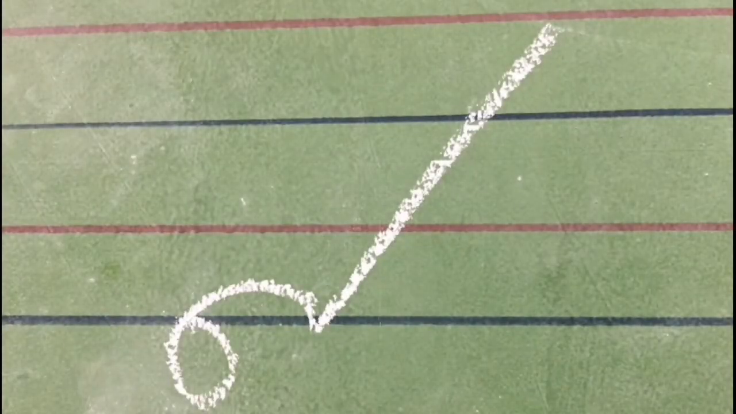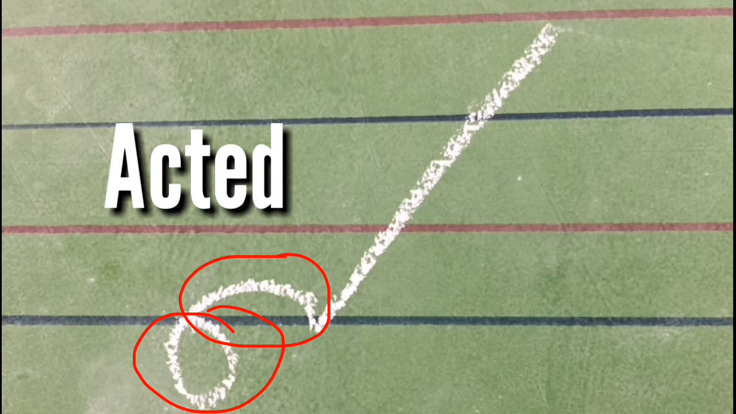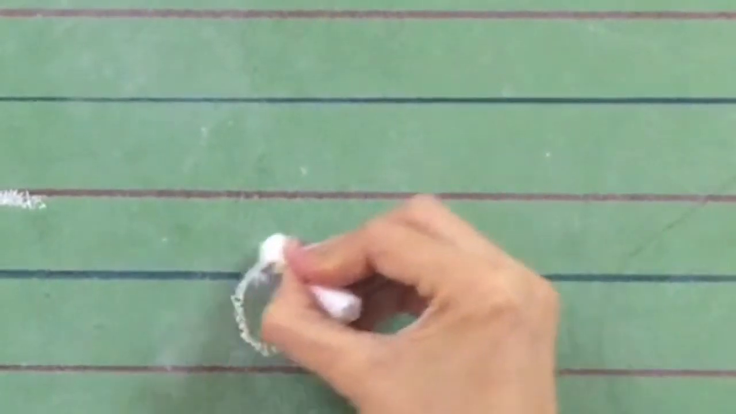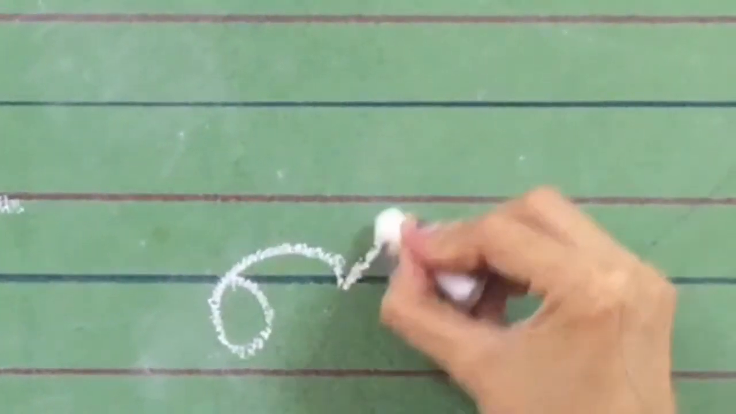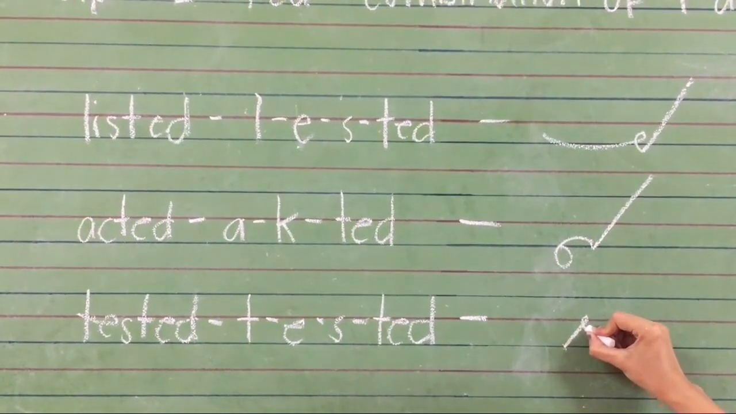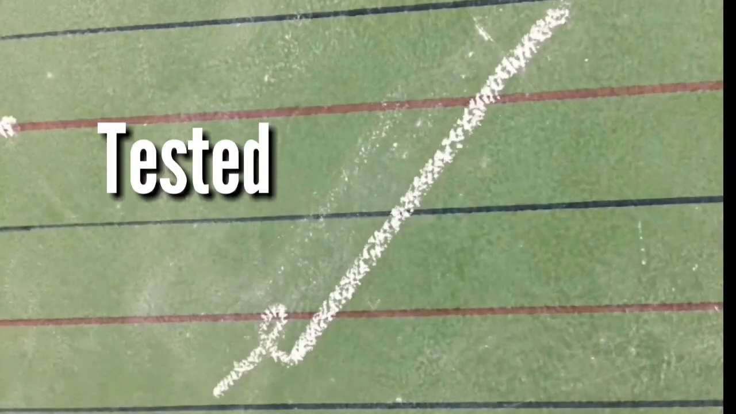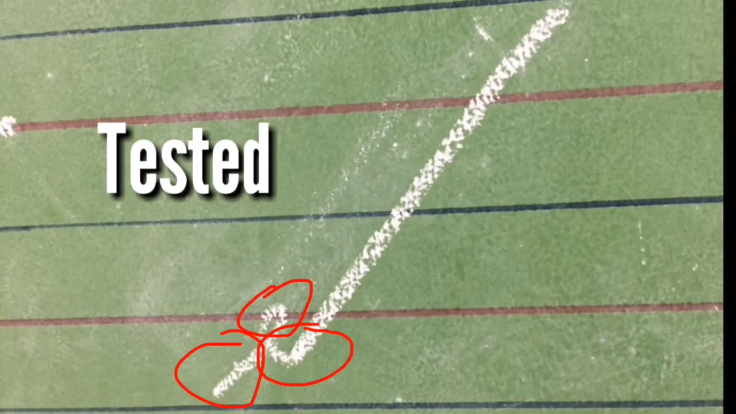Followed by the second word, acted. It is represented by the stroke of A, K, combination of T, E, and D. Next is the word tested. It is represented by the stroke of T, E, S, combination of T, E, and D.